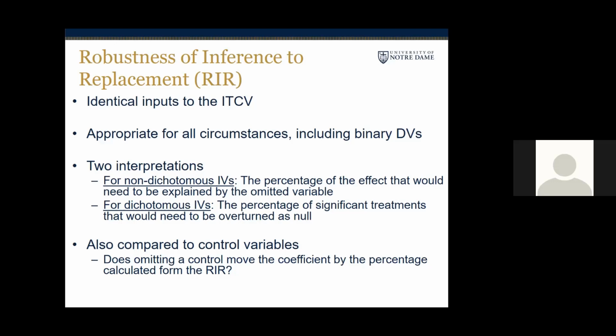So if your coefficient is 10 and the RIR is 40%, that means that four of the 10 basically, right, would have to have been driven by an omitted variable. Or putting another way, if you included that variable, would the coefficient drop below 6? Basically, is what it's saying. And so you can kind of add and remove controls from your model and see if it ever drops below 6, kind of just like with the ITCV, to see if there are controls that would impact it in the same way as an omitted variable.